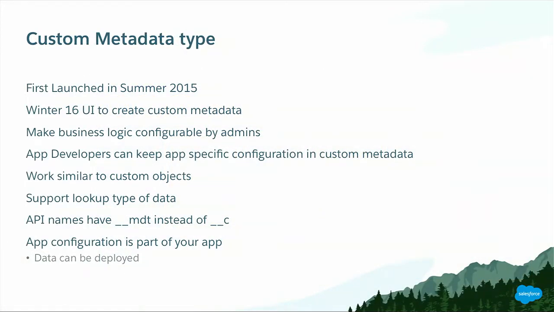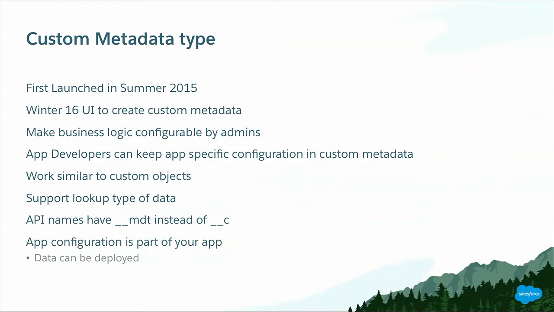So before we dig deep into metadata API, let me give a quick introduction about custom metadata types. They've been around for a couple of years. This is like a replacement of custom settings. Most of us are familiar with custom settings. So all the metadata information Salesforce recommends should now be stored in custom metadata types. They work similar to your custom objects. You can have fields there. You can create custom metadata types based on your business needs.